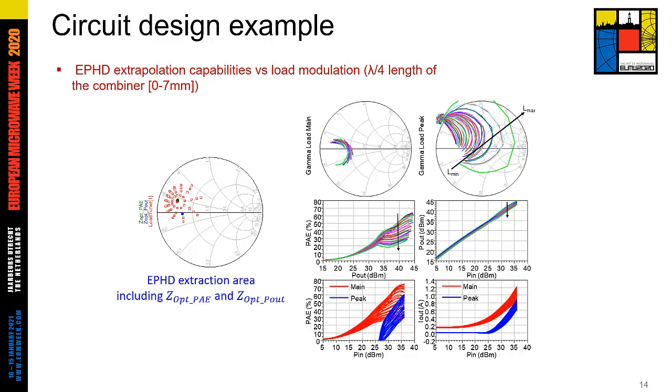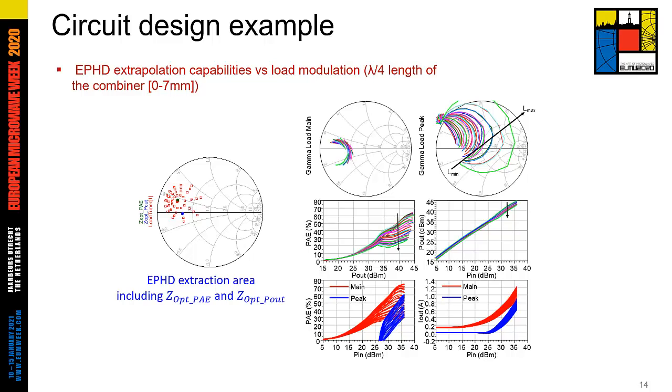Another aspect in the design of the Doherty power amplifier is the design of the combiner. What we do here is we change the length of the combiner, and this automatically affects the impedance of the two power amplifiers. So for the class AB, this is the load modulation that we have on the Smith chart when we are changing the lambda quarter length of the combiner. In class C, corresponding to the peak, we see a very large variation of the load impedance when we are changing the length of the combiner.